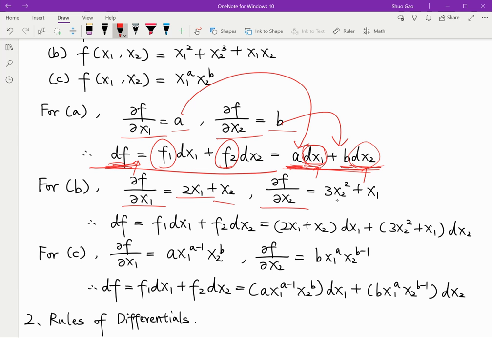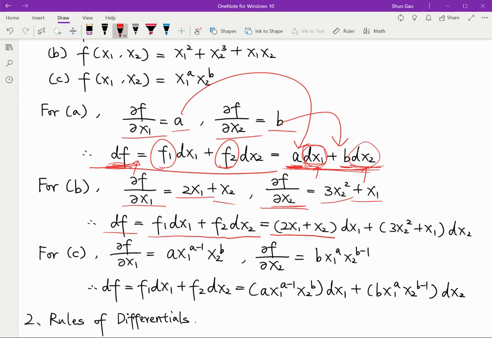And for the second, it should be 3x2 squared plus x1, right? So in this case, we take the partial derivative with respect to x2. That means we take x1 as a constant, and we take the derivative. So the total change of f equals f1 times dx1 plus f2 times dx2.